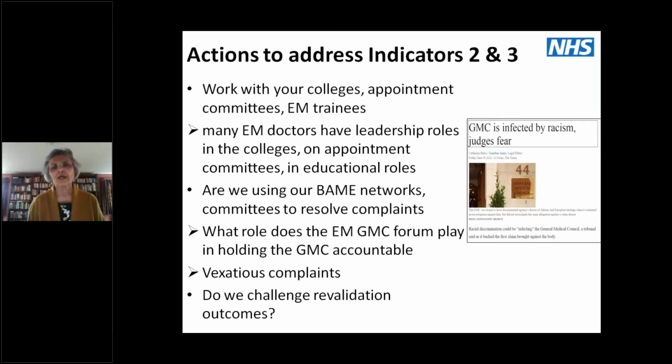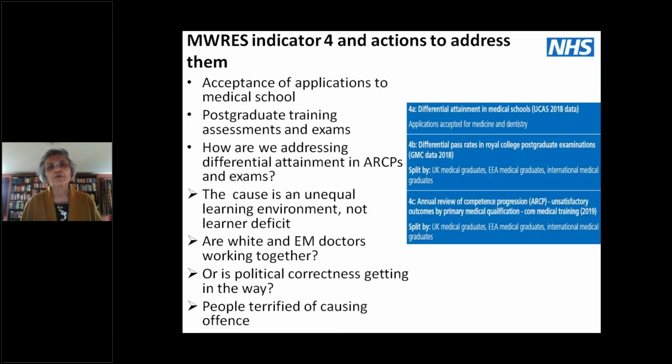What role does the Ethnic Minority GMC Forum play in holding the GMC accountable? What are we doing in asking them to look at vexatious complaints and to actually investigate the trusts who make such complaints where they are proved to be vexatious? Do we challenge revalidation outcomes?